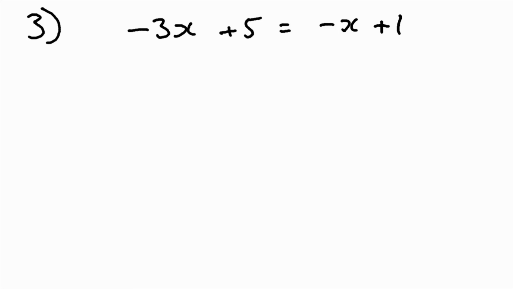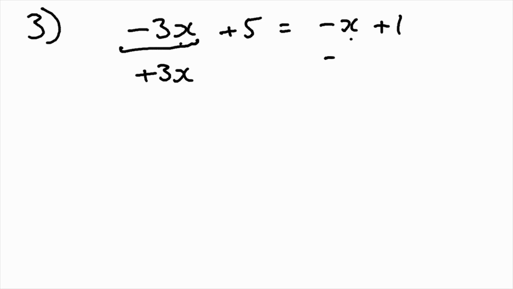We're going to have to do a very similar last example. Minus 3x plus 5 equals minus x plus 1. So again, we've got x's on both sides of the equation. As we did last time, we're going to get rid of the least amount of x's. Now in this case, the least amount of x's is the minus 3x, because a minus 3 is smaller than minus 1.